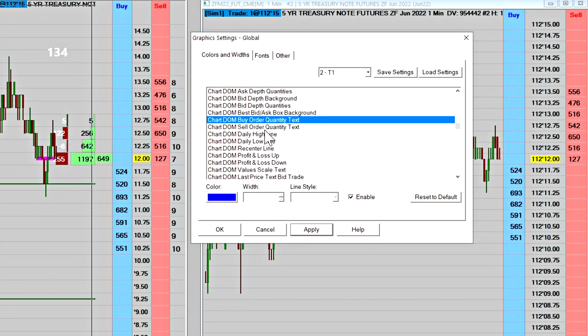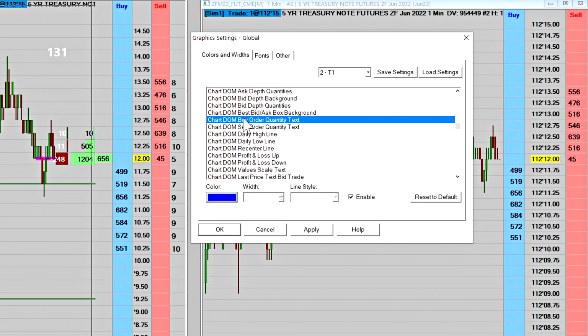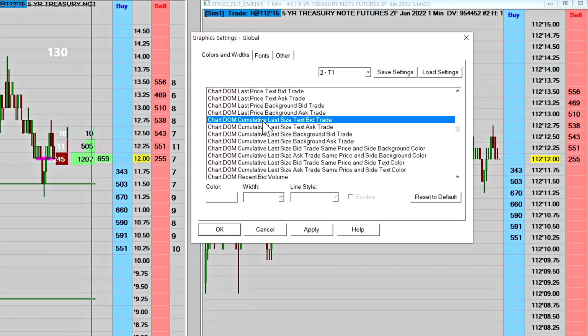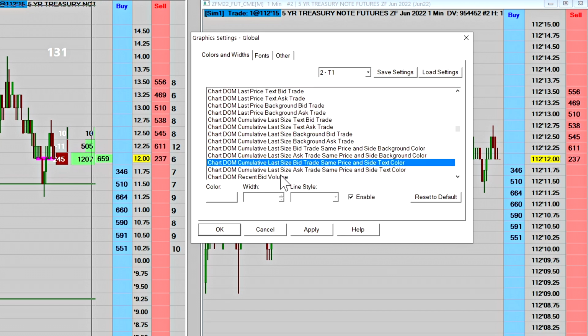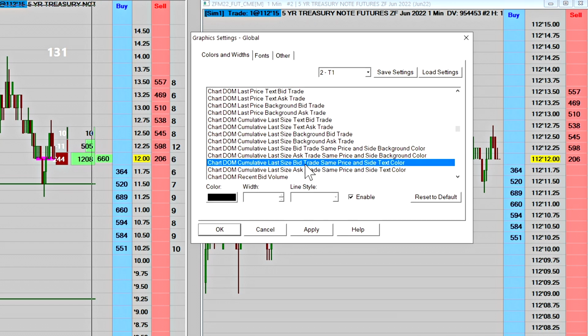Let's keep going down here. Most of these settings were default. Maybe the buy order quantity, we did change it to blue. By default, this is set to some green color for the trading orders that appear on your trading charts. The value scale text is black. Now we have certain settings for the cumulative last size column for the chart DOM, and those are set here. And I have these 4 enabled. So cumulative last size, ask trade, bid trade, same price, and side text color. For the ask side, it's black, and for the bid side, it's white.